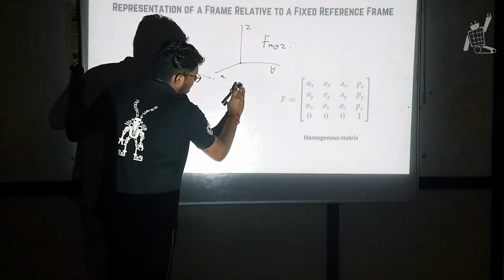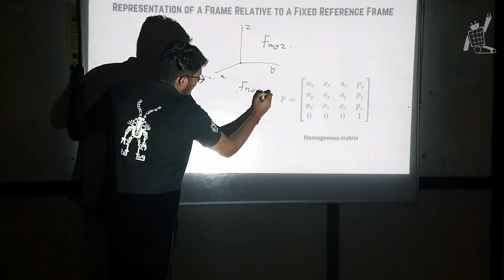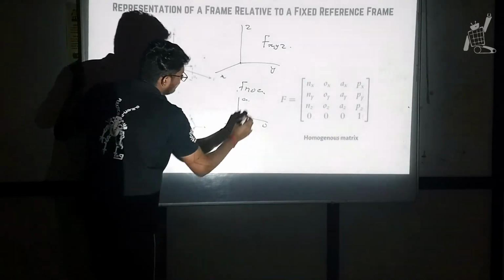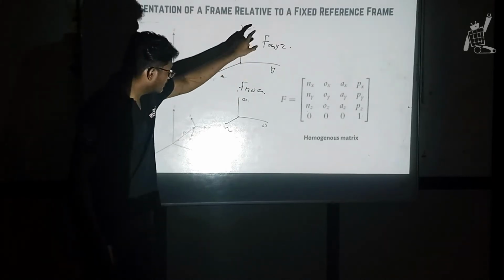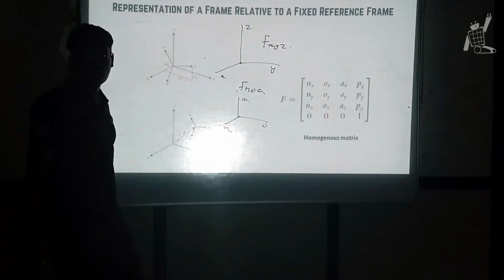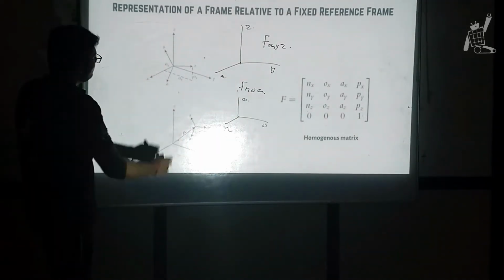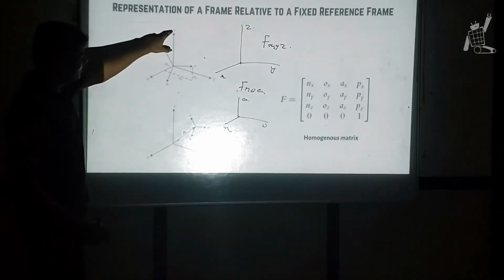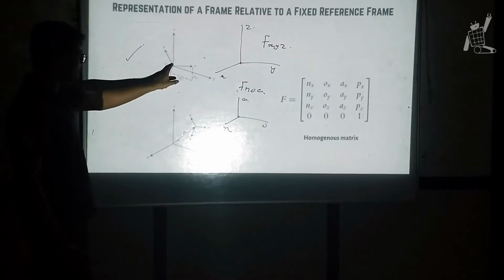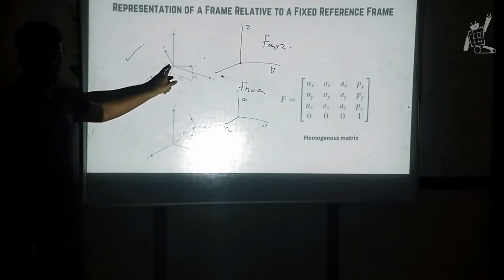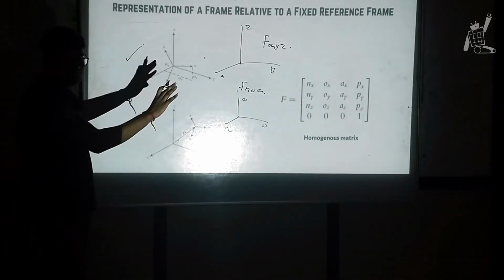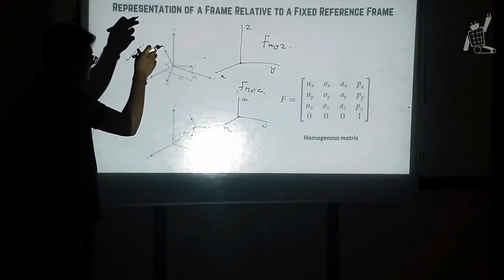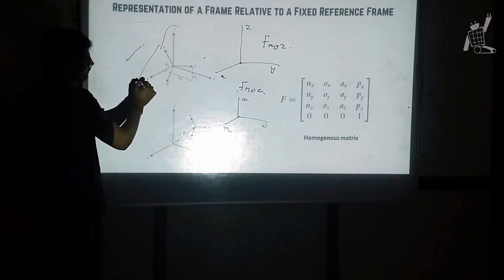That frame is called the n, o, a frame. Similar to the directions x, y, z, it will be n, o, a. The first figure represents a fixed frame and a rotation happening to the moving frame. Only rotation, no translation. That means it is rotating with some angle with respect to the bigger frame.